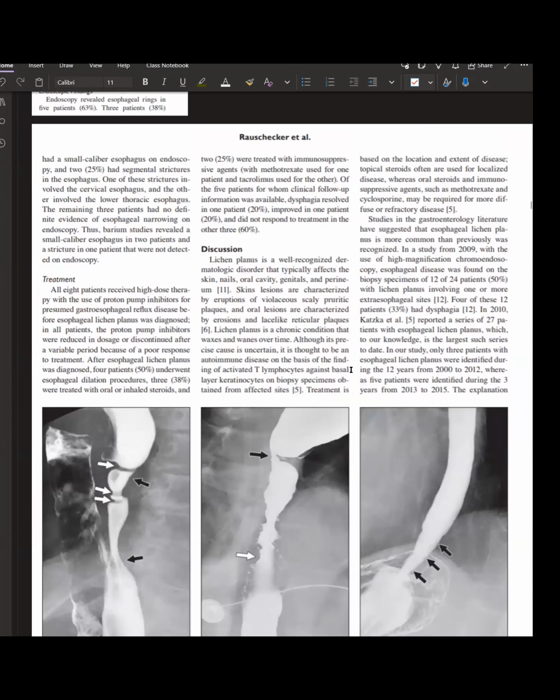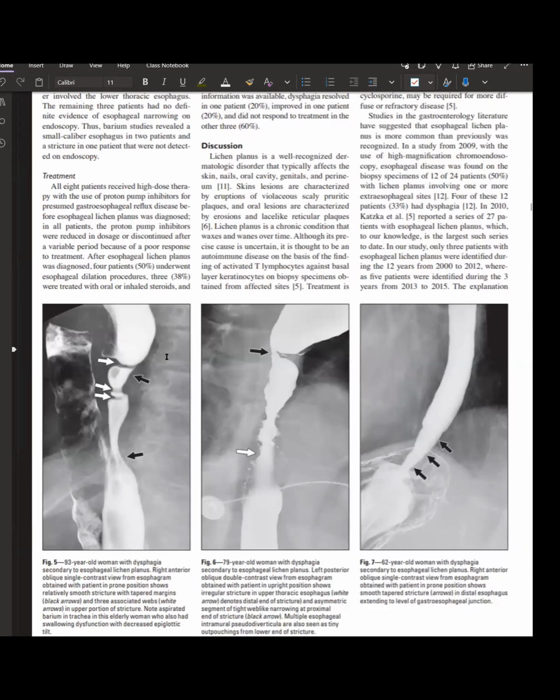There are other manifestations of lichen planus, including focal strictures. Here's one patient with lichen planus who has both strictures and little outpouchings, intramural pseudodiverticula. And here's another patient who had narrowing in the distal esophagus, a smooth taper stricture. So multiple presentations, and one of them is long segment narrowing, which we had in this case.